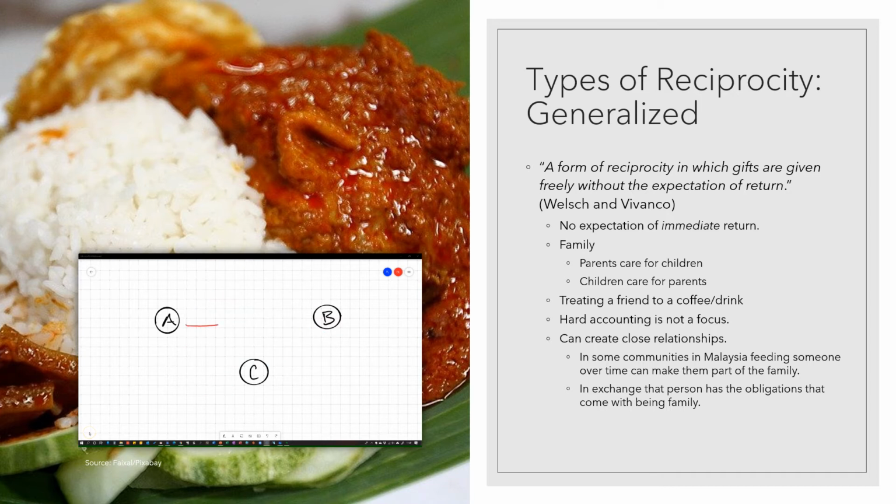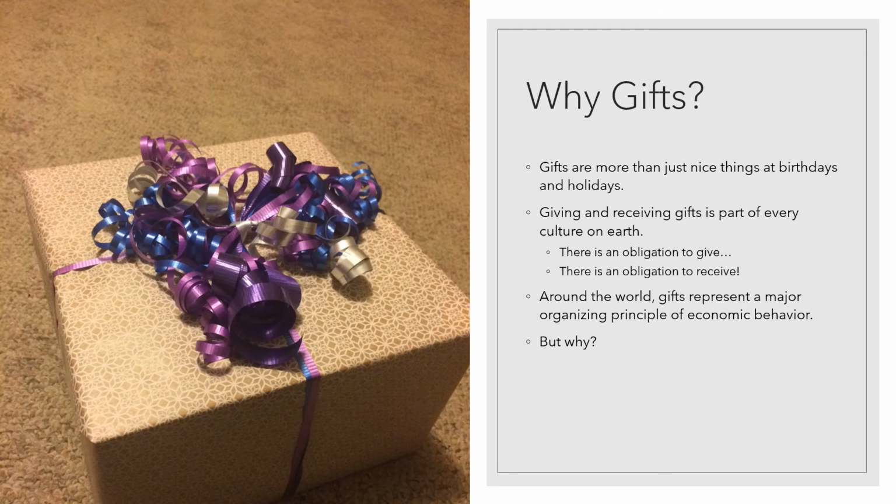And along with that then comes all the obligations of being part of a family. So generalized reciprocity forms probably the strongest relationships between people involved in reciprocal exchange. Now there's a special subset of reciprocity called gifts. Gifts are more than just the nice things you get at birthdays and holidays, okay? Giving and receiving forms part of every culture on earth, okay? In every culture, there are circumstances under which you are obliged to give gifts and under which you are obliged to accept those gifts. So gifts represent a major organizing principle of economic behavior in many societies.